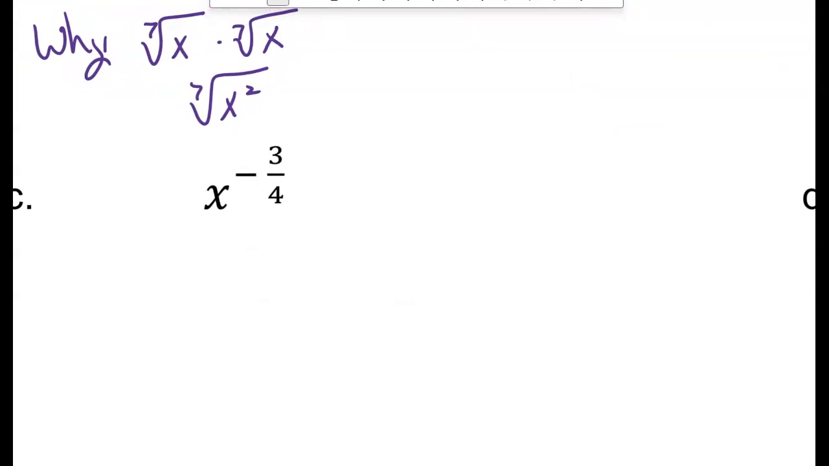What do I need to notice here? It's negative. All right. So what's the first thing you're going to do? Put it over 1 and then do what? Flip it. So we go 1 over x to the positive 3/4.